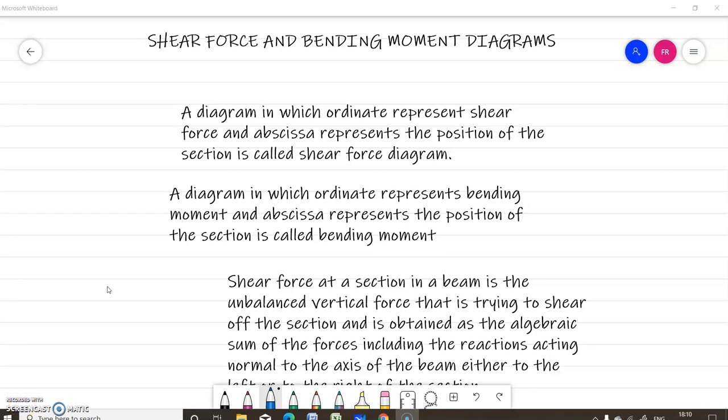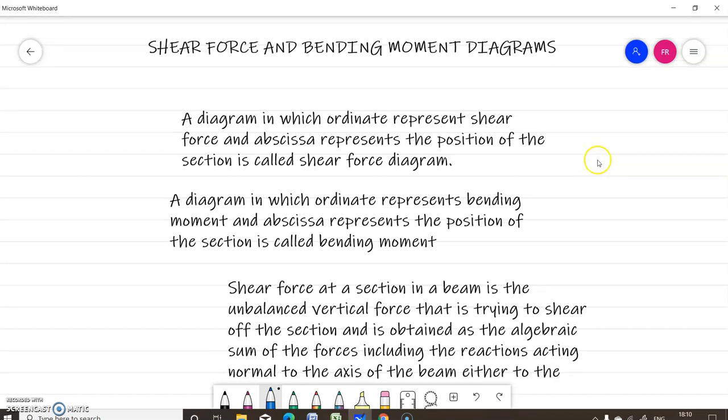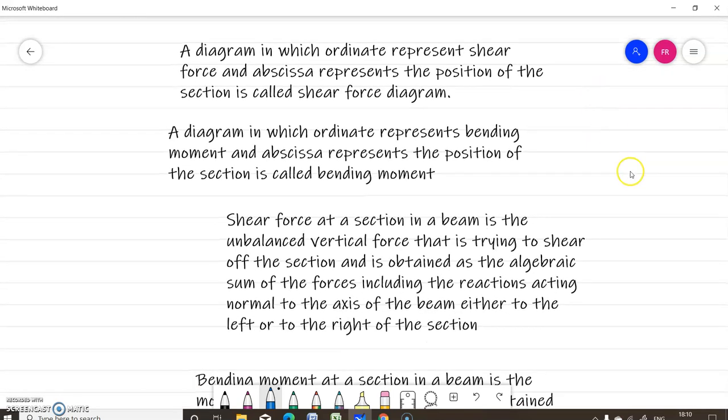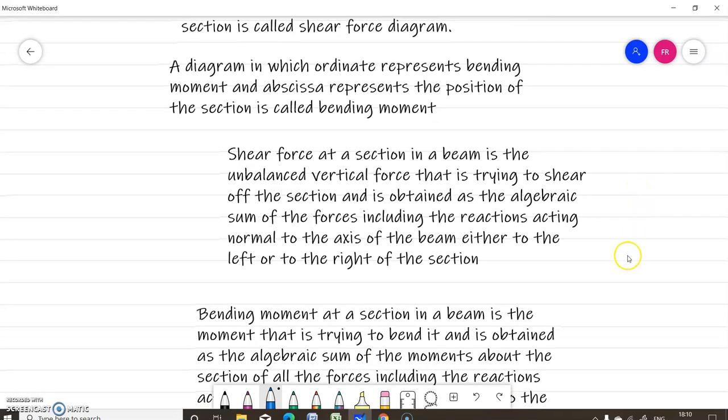Okay, dear students, we'll see what is shear force and bending moment diagrams. What is a shear force diagram? A diagram in which ordinate represents shear force and the abscissa represents the position of the section is called a shear force diagram. And what is a bending moment diagram? A diagram in which ordinate represents bending moment and abscissa represents the position of the section is called a bending moment diagram. Okay, so this is a bending moment diagram.